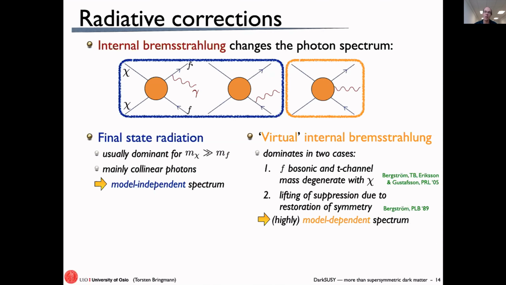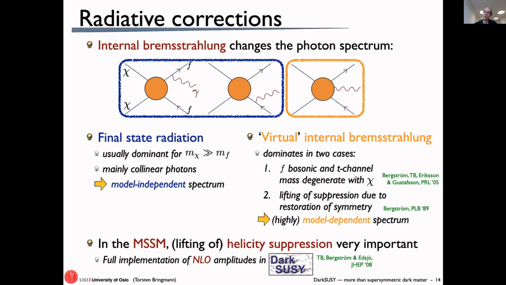Okay, so for the MSSM, of course, this is particularly relevant because the annihilation of neutralinos into fermion final states is helicity suppressed, and then you can emit an additional photon, lifting the helicity suppression and giving rise to very nice spectral signatures. Yeah, so what we've implemented in DarkSUSY are the full NLO expressions for these kinds of processes, including all diagrams and the full mass dependence.